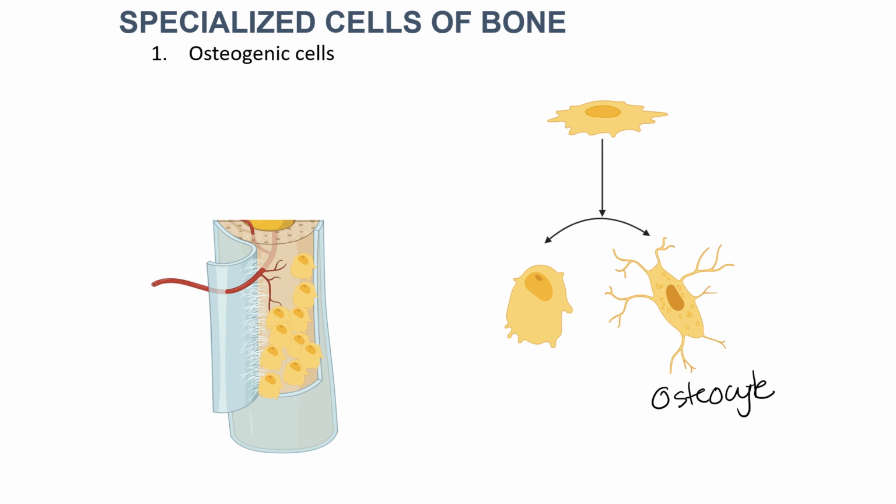Found between the spongy bone and the marrow of the medullary cavity, or found on the endosteum, are osteogenic cells. They're basically stem cells. And they're capable of giving rise to the other types of bone cells. Well, two of the types of bone cells.